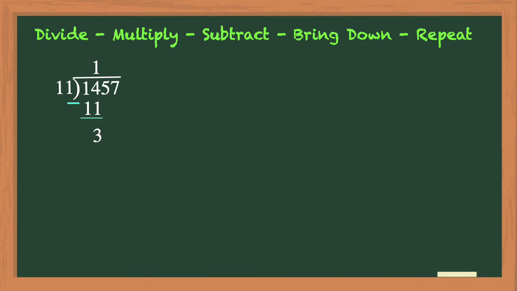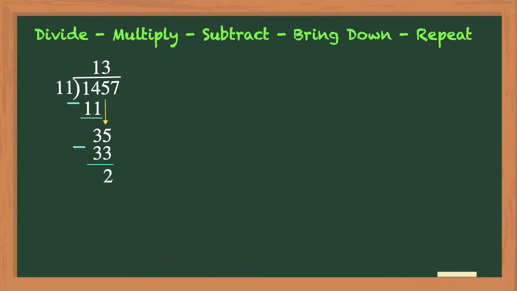The fourth step is to bring down. You will bring down the next digit in the dividend, which is 5. Now you have the number 35. The fifth step just tells you to repeat all the steps again. So looking at 35, you will divide. 11 goes into 35 3 times. Then you will multiply 3 times 11 to get 33. Now you will subtract. 35 minus 33 is 2.